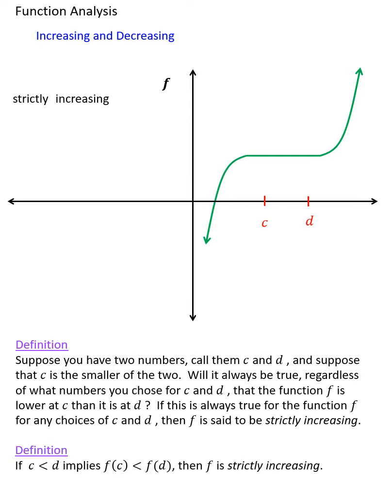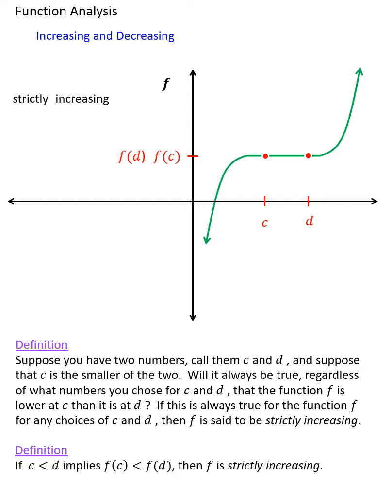Random value of c, random value of d. Here are their function's corresponding points, but it turns out in this case that f of c and f of d are equal. Can we say that f of c is lower than f of d? Not for this particular choice of c and d.